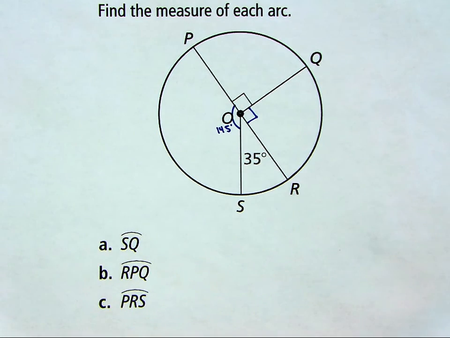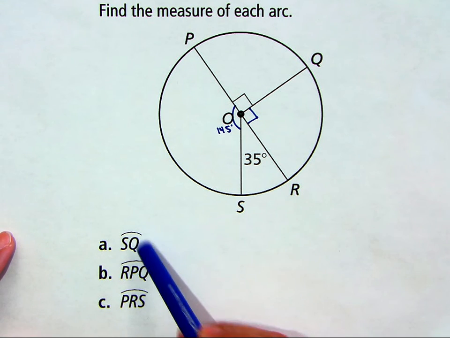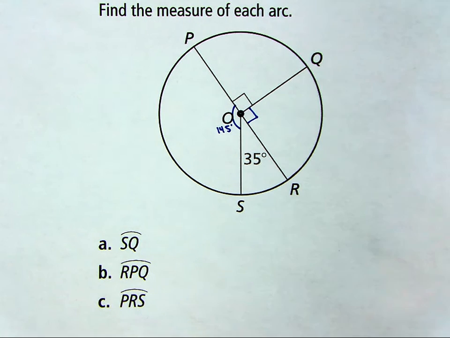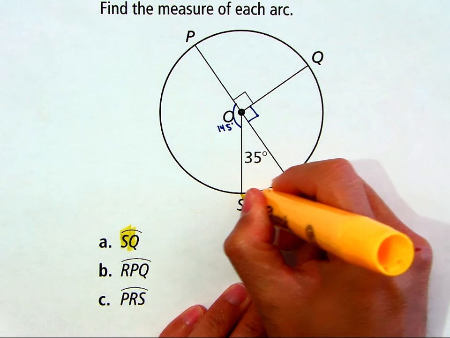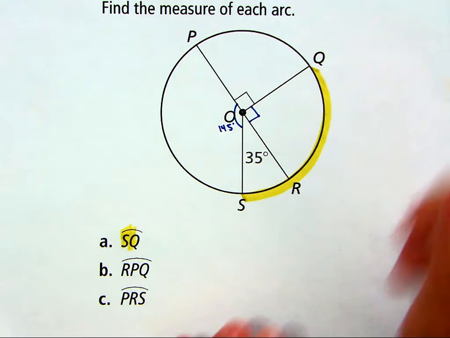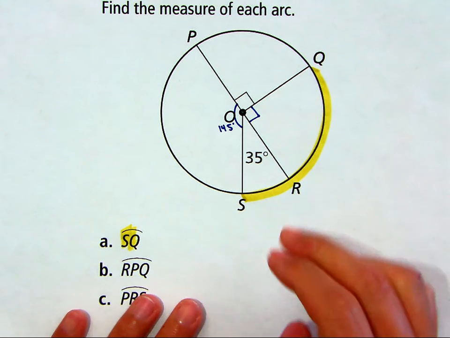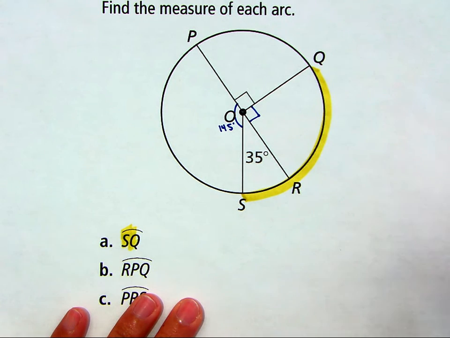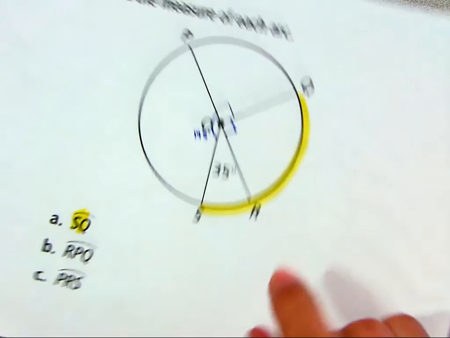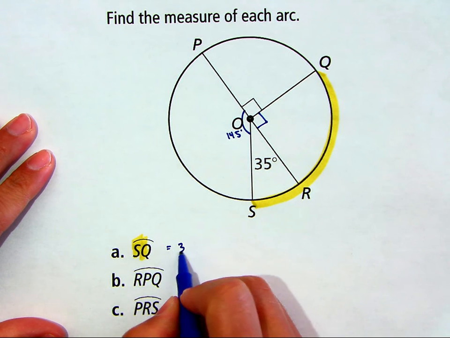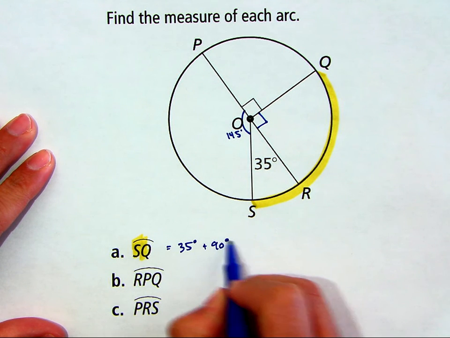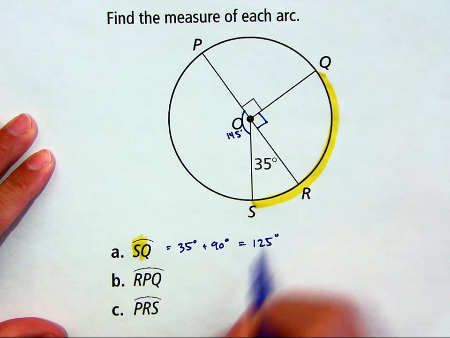Okay, so now that we have all the central angles here, that is going to allow us to find the measures of these three arcs. All right, so the first arc is SQ. So let's go from point S to point Q. And as you can see, the two central angles that compose this arc are 35 and 90. So we'll just add those together. 35 degrees plus 90 degrees, so that's 125 degrees.